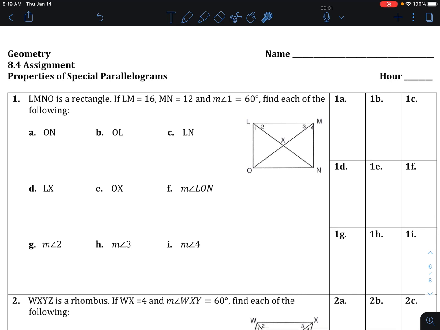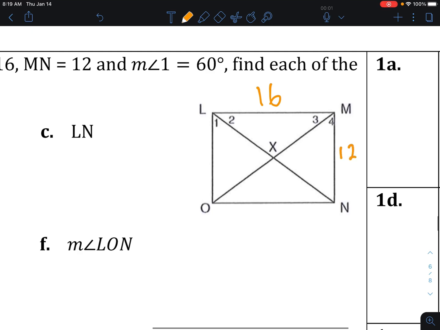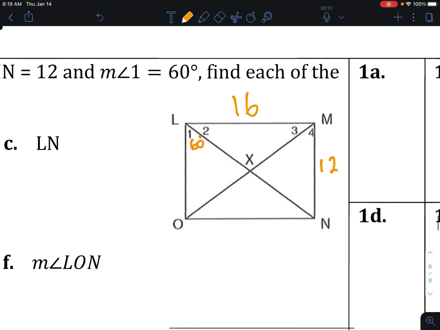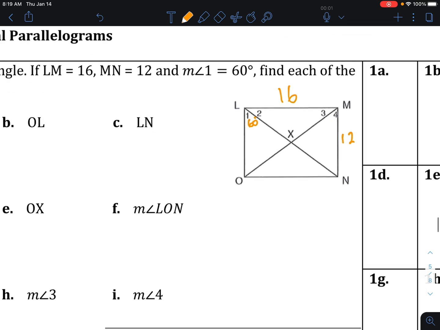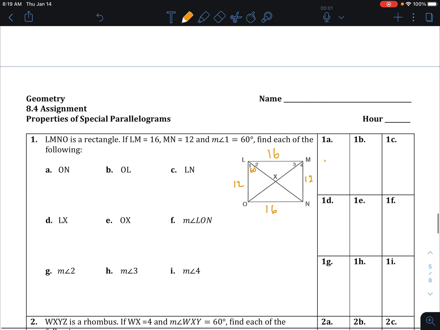They give us, it's a rectangle. They give us LM is 16. They give us MN is 12. And the measure of angle 1 is 60 degrees. Then we have to go through and find all these pieces, right? Well, what do we know first? Well, it's a rectangle, which is also a parallelogram, so I know opposite sides are congruent. So I can put ON as 16 and OL as 12. Okay? Move on to the next one.